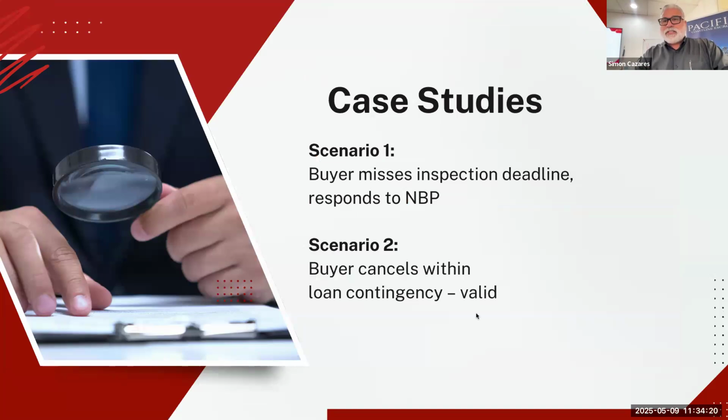Scenario one: buyer misses inspection deadlines. If you do miss a deadline, there's a couple things you can do. You can extend that time to release that contingency by asking for an extension of time addendum. Otherwise, you're going to get a notice to perform, NBP. You don't want that because then that's crunch time. If you don't perform within the 2-day provision, the seller has the right to exercise the cancellation.